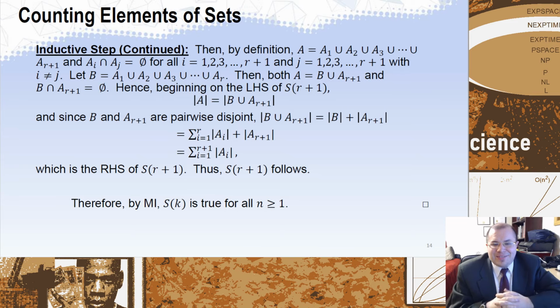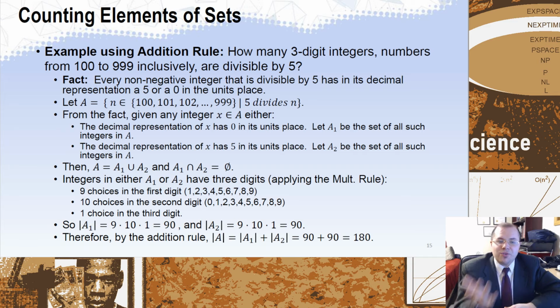Now, I'm just going to throw a fact at you, just to make this a little easier. Every non-negative integer that's divisible by 5 in its decimal representation either has a 5 or a 0 in its unit place. So I'm just going to use this fact to help me. I'm going to denote A to be the set of integers n from 100, 101, 102, up to 999, such that 5 divides n.